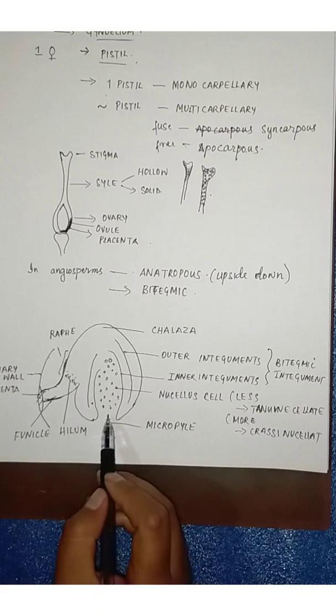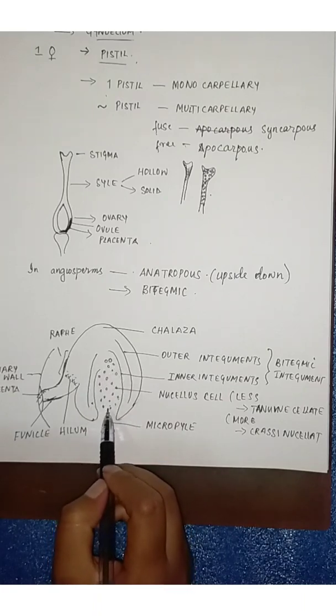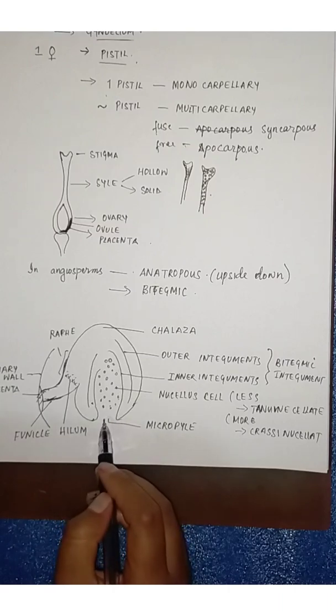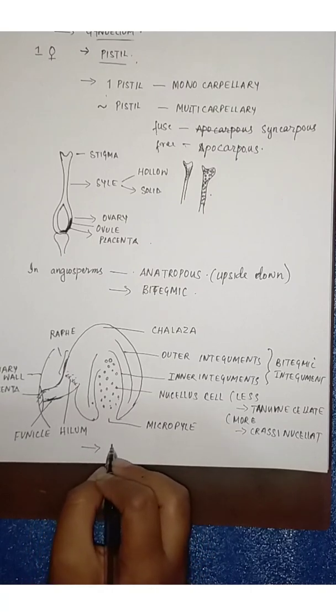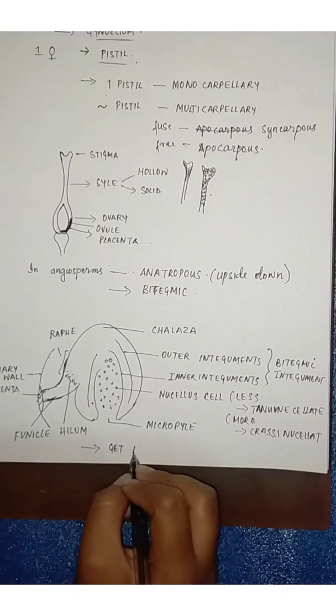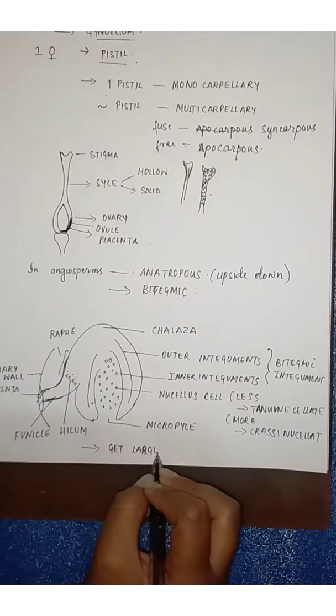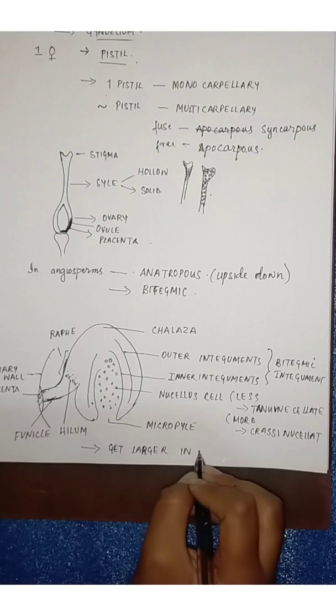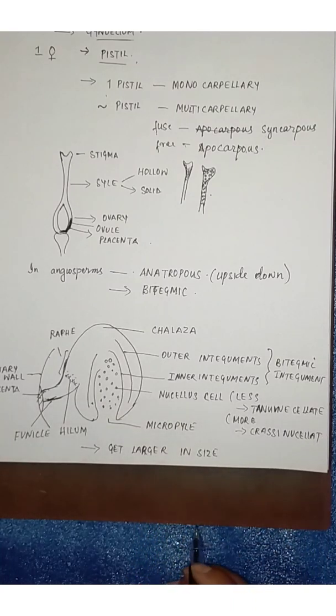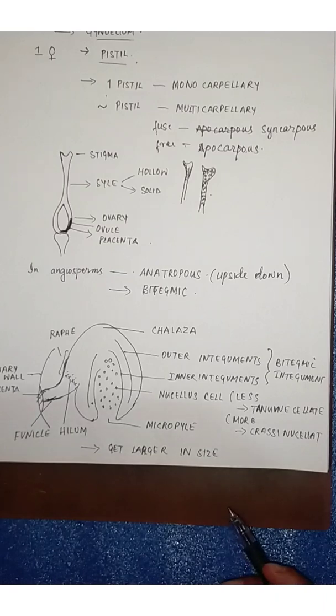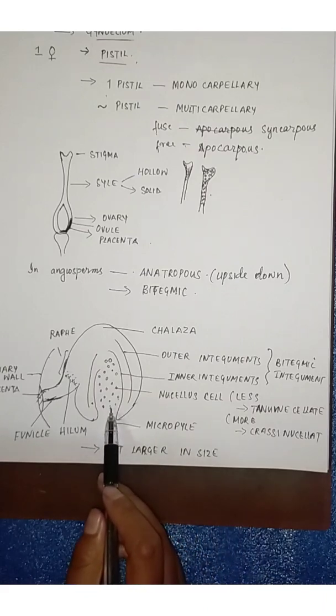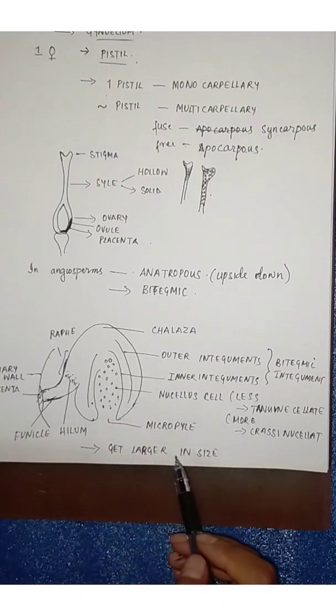Because one cell out of all these nucellus cells, the one which is present towards the micropyle, will get larger, become bigger in size. So that concludes the structure of the female reproductive part of a flower, and the structure of a megasporangium. Why one of the nucellus cells becomes larger, we shall see in our next class.